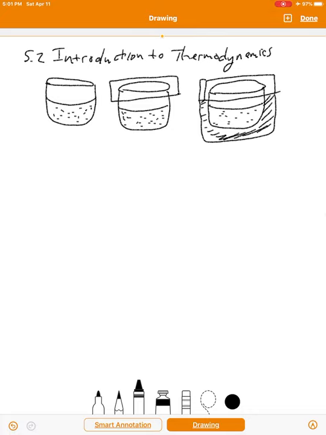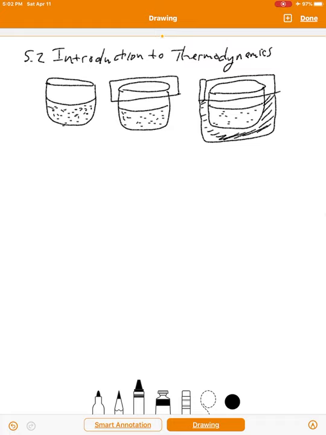So we're going to talk a little bit now about an introduction to thermodynamics. Here's section 5.2. Imagine that we have three containers. They could be like little coffee cups or glasses or beakers. And they have some solution in them, something like salt water, perhaps, or sugar dissolved in the water.